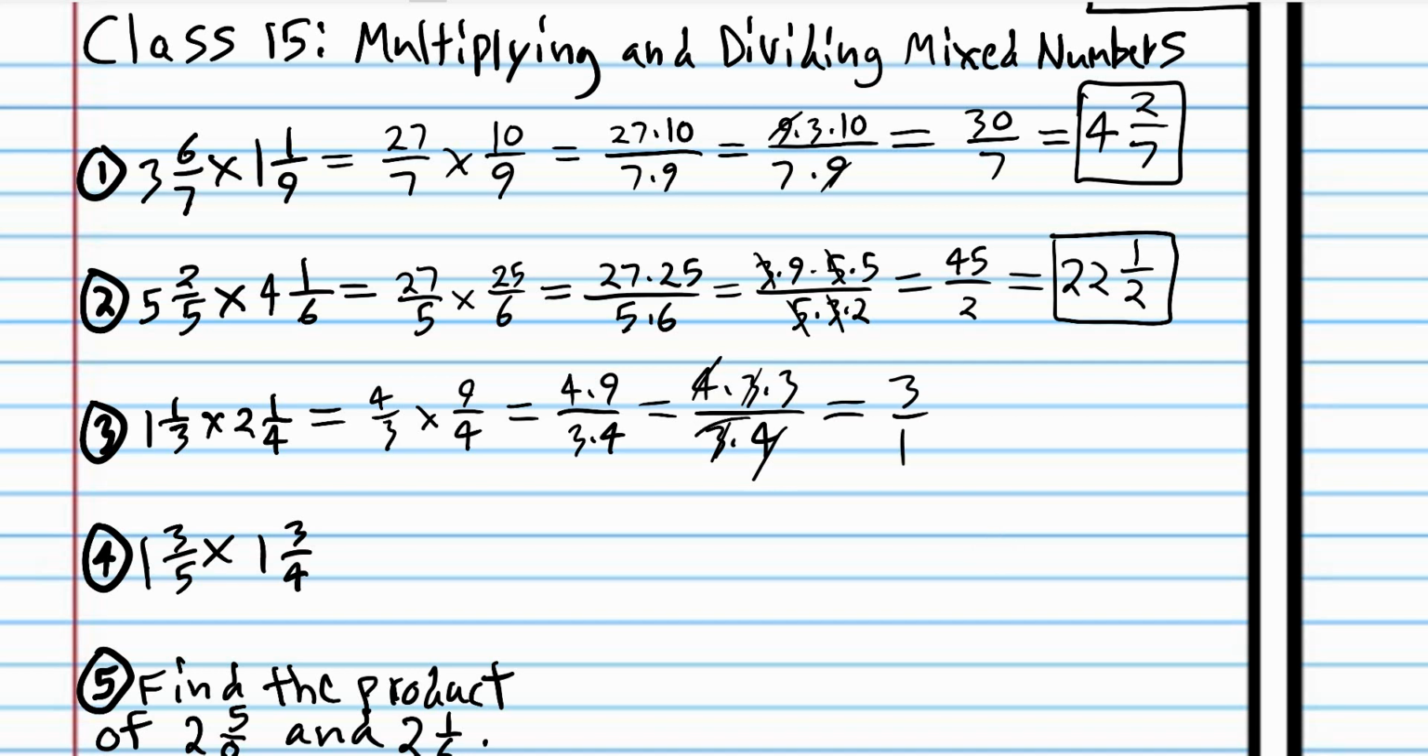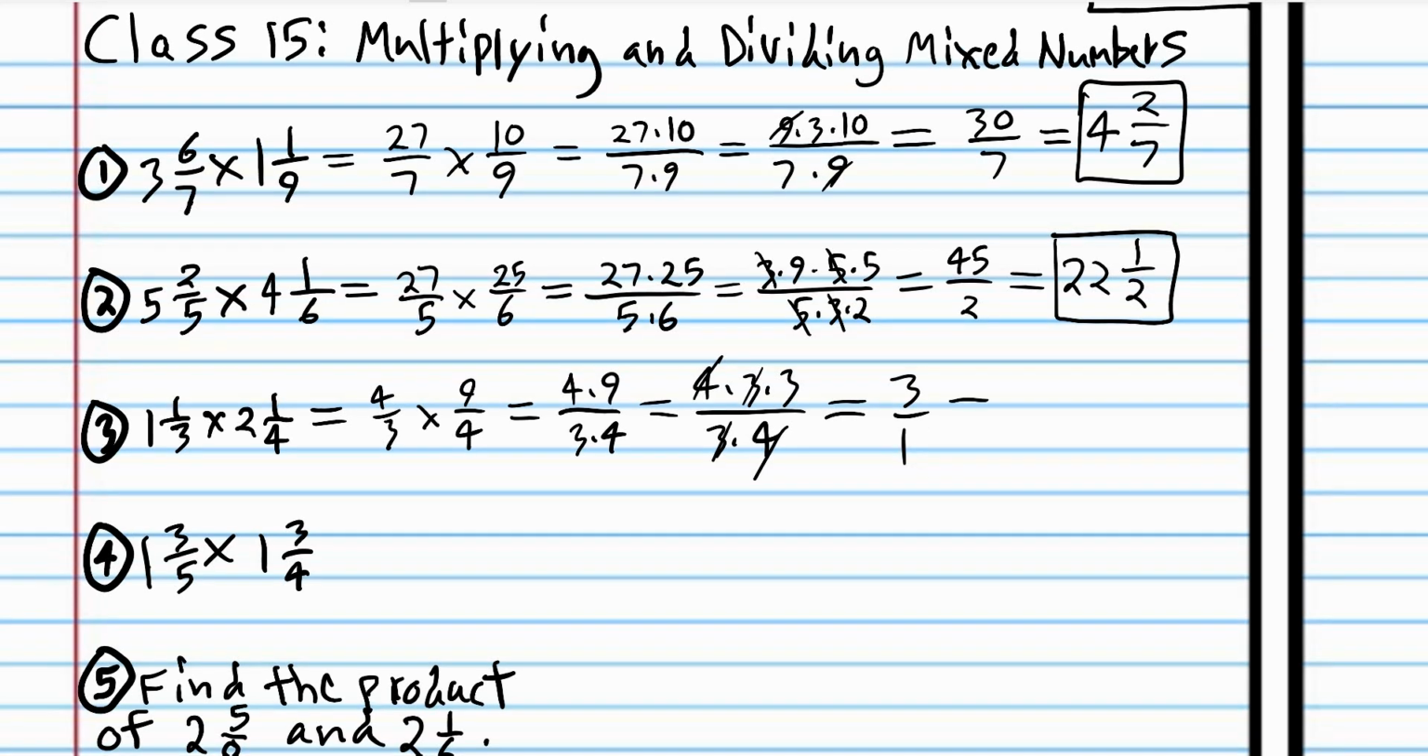Remember, if all of the factors cancel out in the top or the bottom, you just replace them with 1, because 1 is always a factor of every number. So 3 over 1 is equal to 3, and that's our final answer.